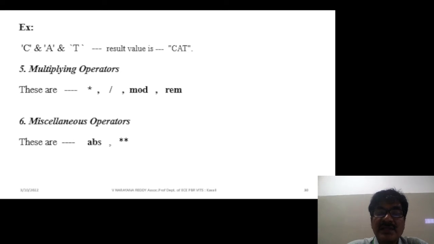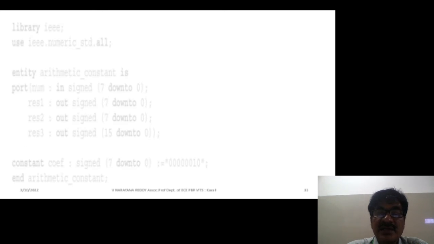So like that, six different types of operators we have observed so far: logical operators, shift operators, relational operators, adding operators, multiplying operators, and miscellaneous operators. Now let us also see one example, a VHDL program for the use of these.